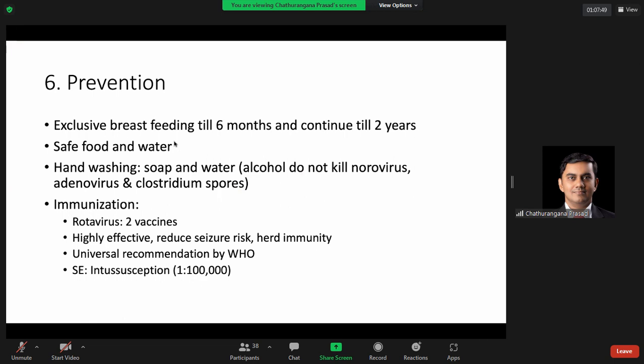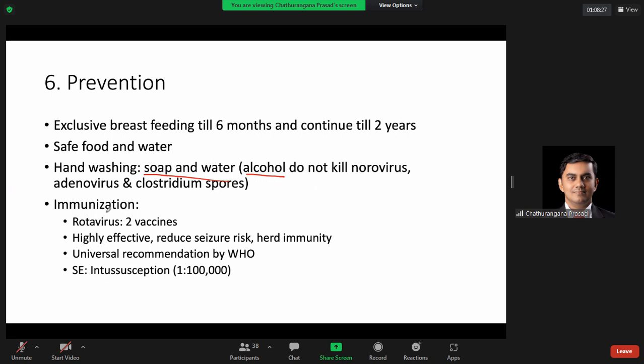Exclusive breastfeeding prevents diarrhea, and that's why we recommend it: exclusive breastfeeding up to 6 months, then continuing breastfeeding up to 2 years. Food hygiene and water hygiene, hand washing, very important. One important thing: if you ever see a diarrhea patient, remember to wash your hands with soap and water, because nowadays with the COVID pandemic, we try to use alcohol rub for everything, but some causes of diarrhea like adenovirus or Clostridium spores, and especially norovirus, are not killed by alcohol. So that's why you need to wash your hands with soap and water.